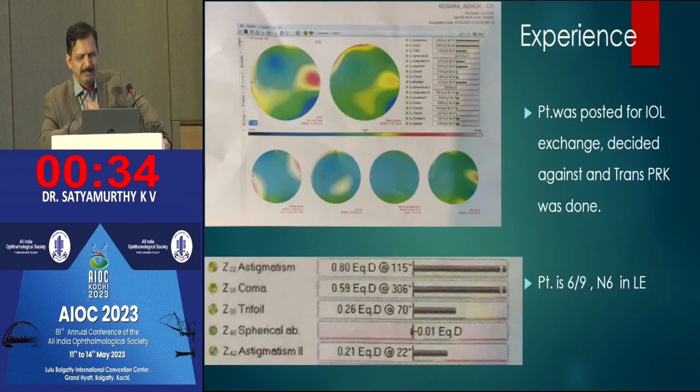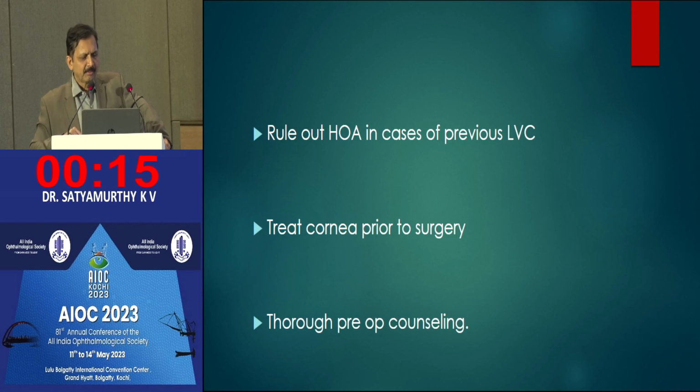Initially we thought of doing an IOL exchange for this patient, but after looking at the higher order aberrations, we thought it's better to treat the cornea rather than doing the IOL exchange. After doing topo-guided PRK, the patient is now 6/9, 6/9 in both eyes and reasonably happy. So it is always better to rule out the higher order aberrations. Always look at the cornea because that is what you are going to correct.